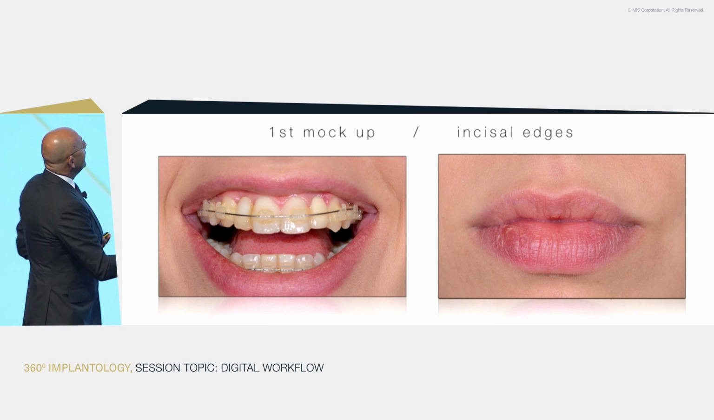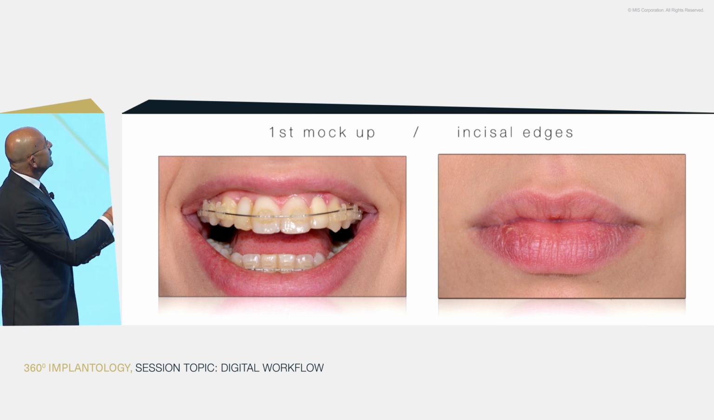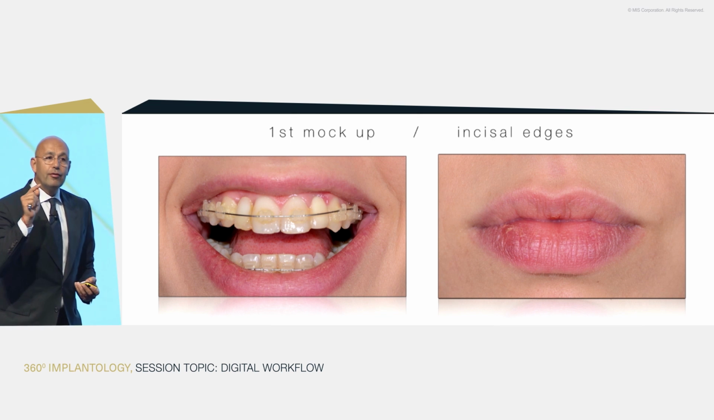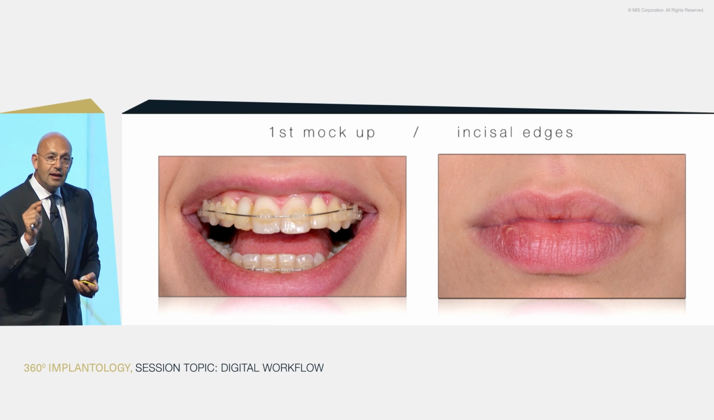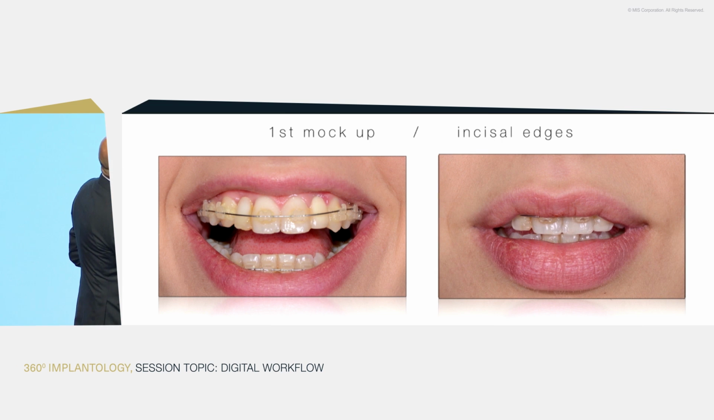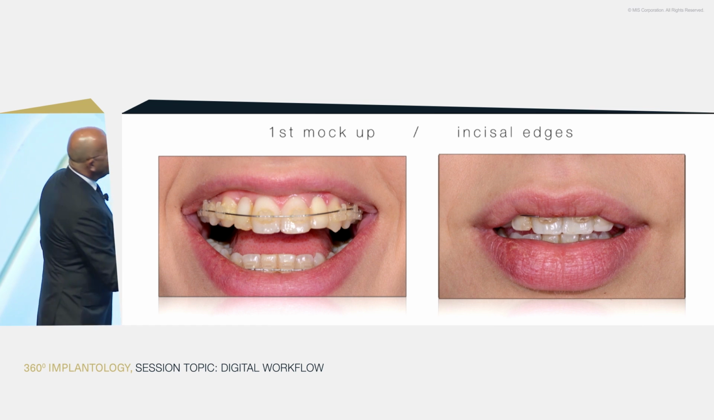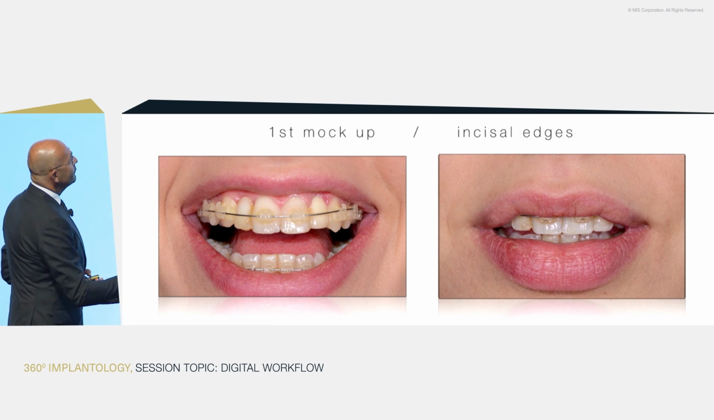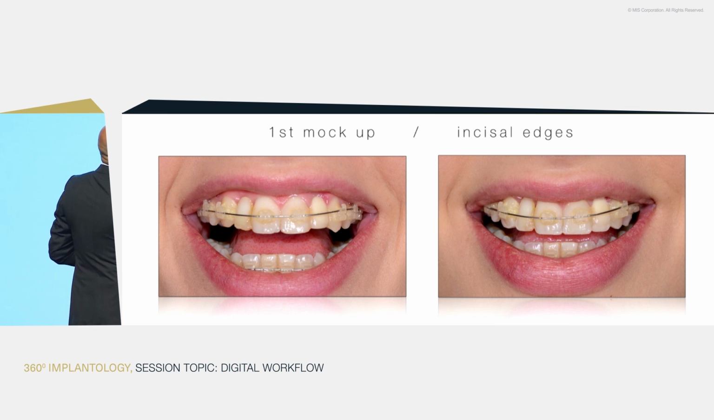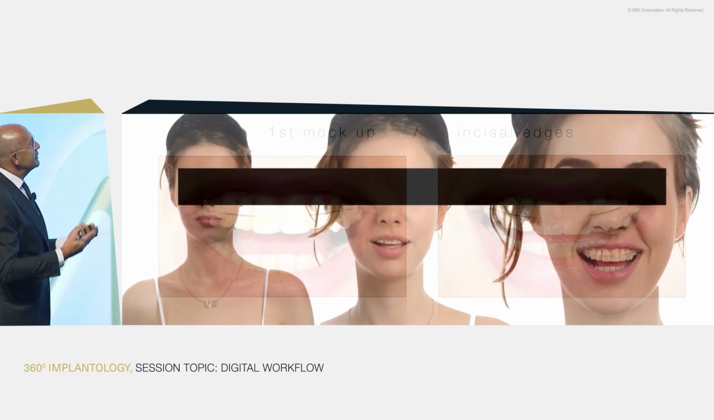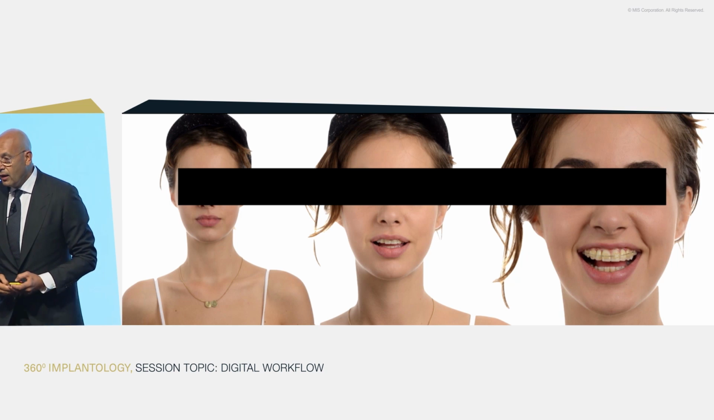I cannot make anything here when she has braces except for the starting point of any aesthetic case. So what is the starting point of any aesthetic case? It's the incisal edge position. So I add some flowable there just to know where I'm starting from. And from here on, this is the part I need to take care with the implant and the prosthesis.